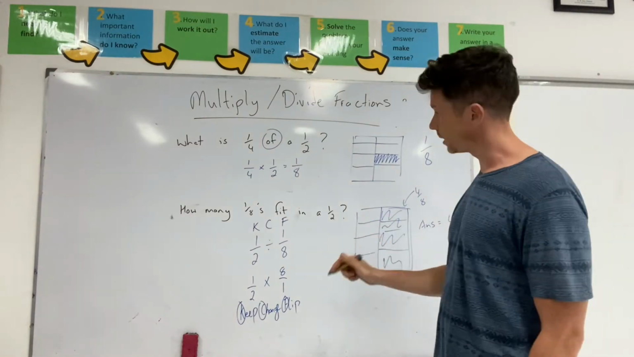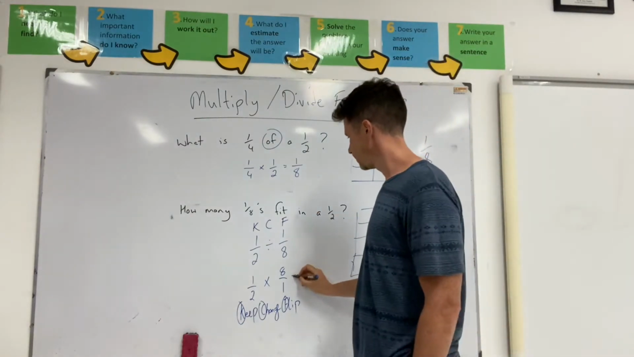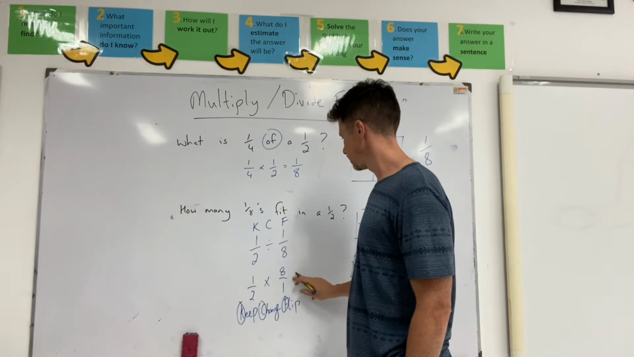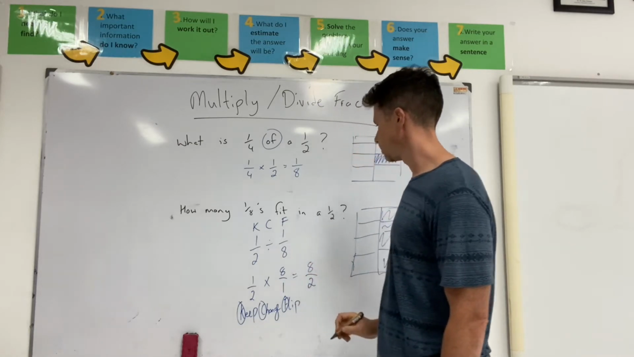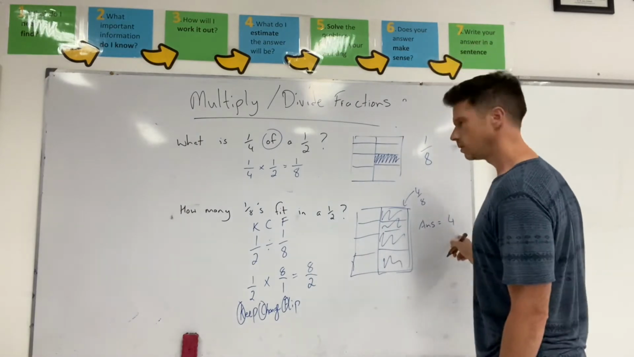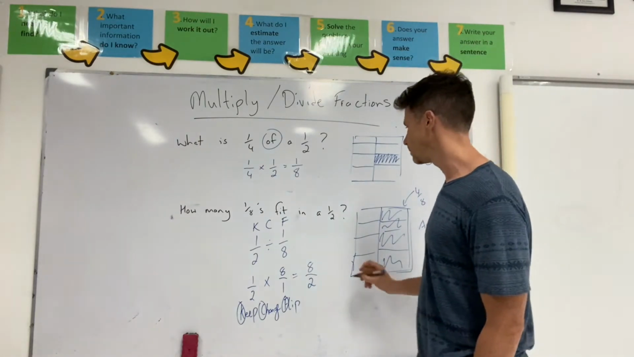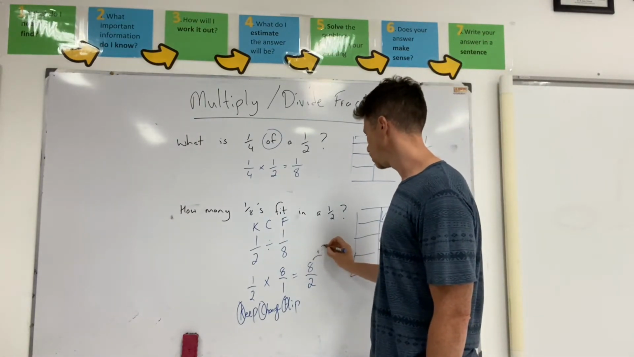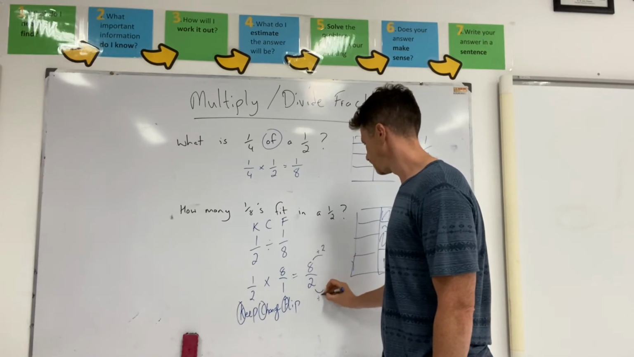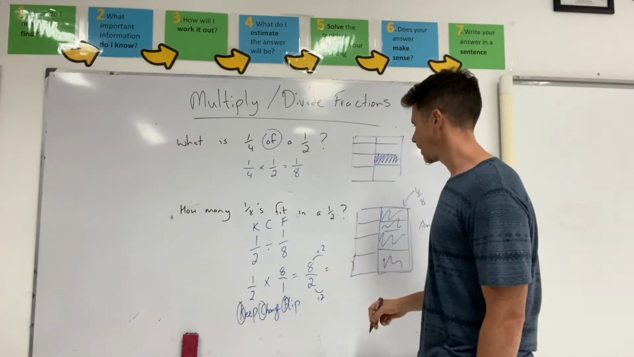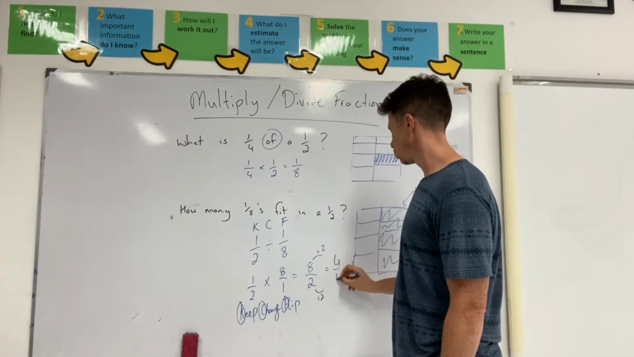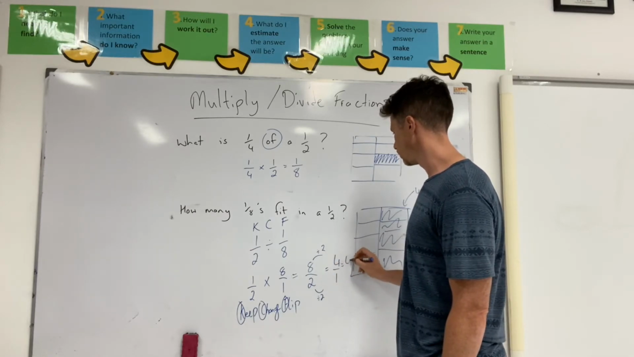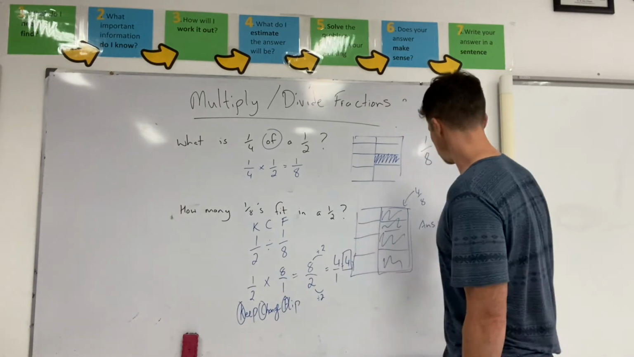And now multiply like I did in my first example. 1 times 8 gives 8. 2 times 1 gives 2. So 8 over 2, but that's not 4. But it can simplify to 4, can't it? If I divide the top by 2 and the bottom by 2, equivalent fraction style, 8 divided by 2 is 4, 2 divided by 2 is 1, so 4 over 1 is 4 whole, and I get the same answer.